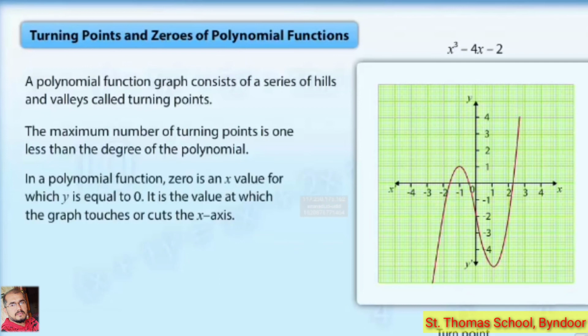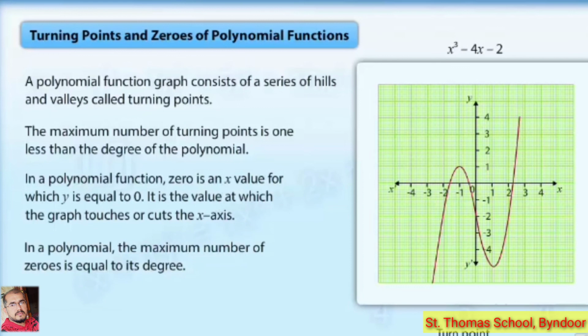In a polynomial function, 0 is an x value for which y is equal to 0. It is the value at which the graph touches or cuts the x-axis. In a polynomial, the maximum number of zeros is equal to its degree.